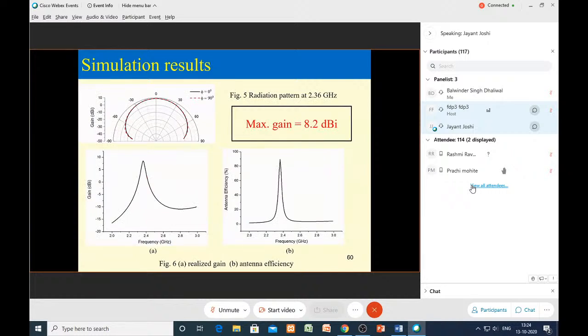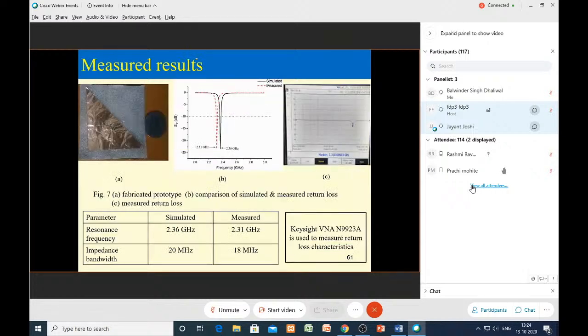This is the gain, 8.2 dBi, and the efficiency. The reviewer commented that the antenna efficiency should be added, so that is why we have added this particular part. This is the fabricated antenna, and the measured results are there. We are in the process of enhancing its structure and geometry. The photograph shows the measured results, and it is 2.31 in the measured results. Some deviations are there, and we are trying to cope with them, using the materials and facilities available to us for fabrication.